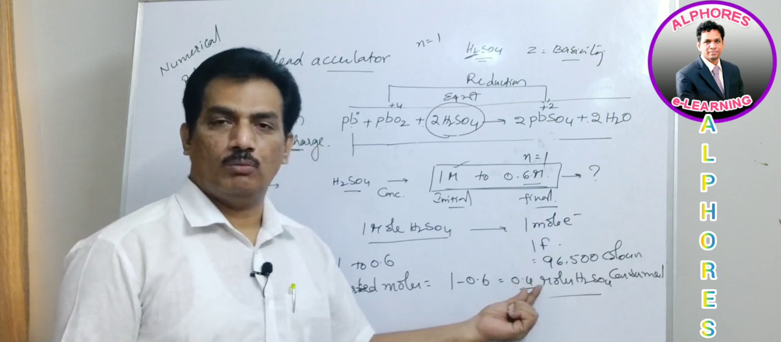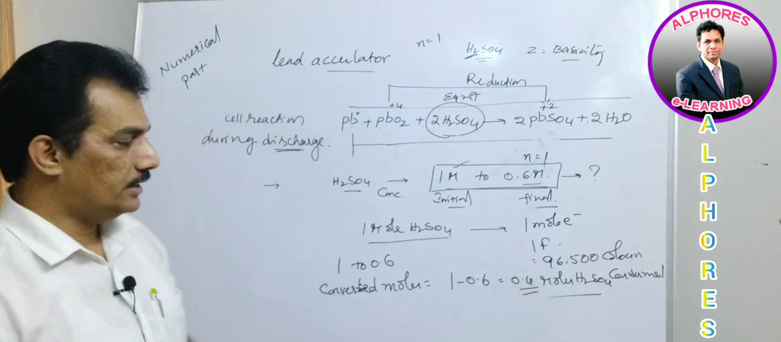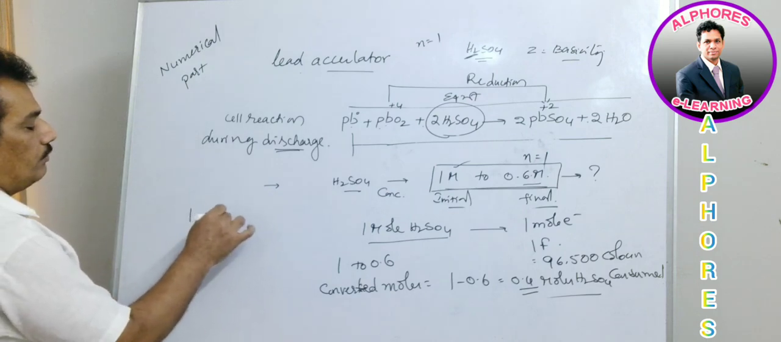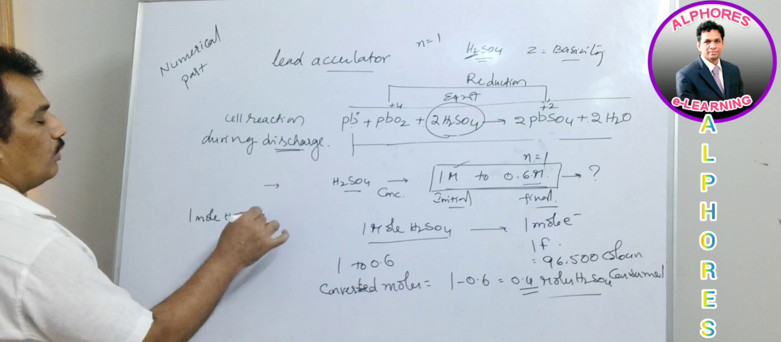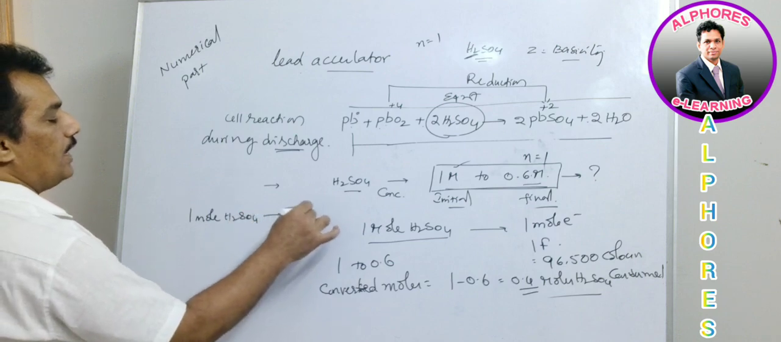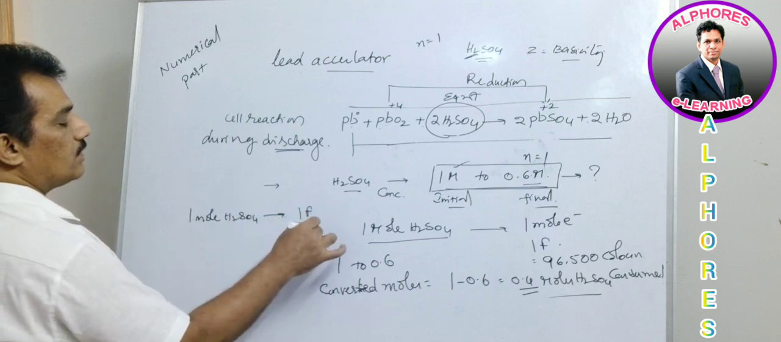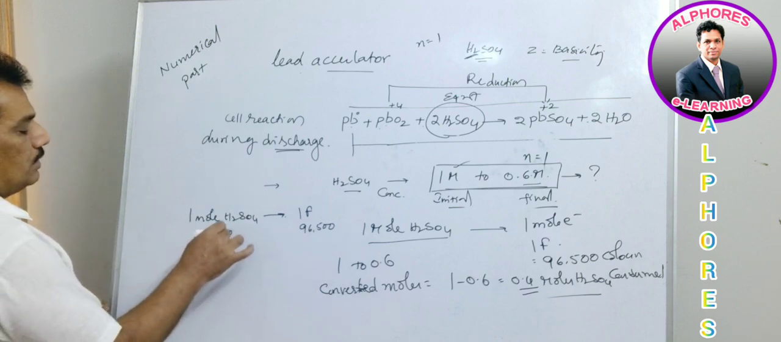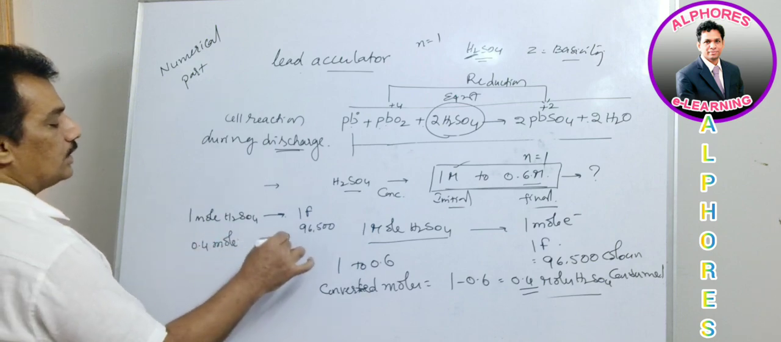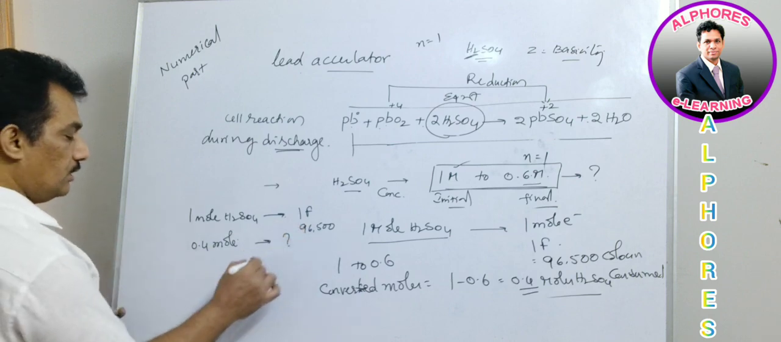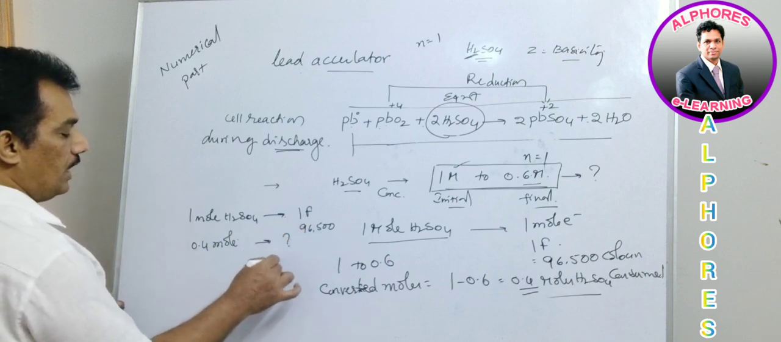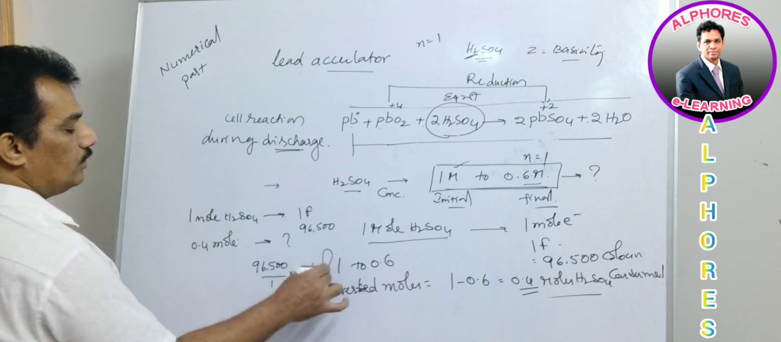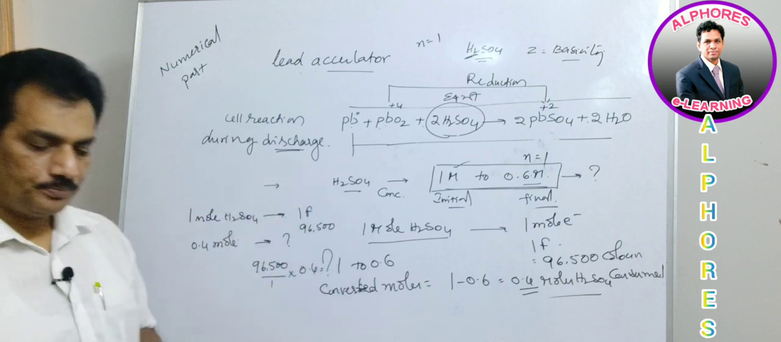Just 0.4 moles. And now I think you can calculate: when 1 mole of H2SO4 is consumed, it gives 1 Faraday, that is nothing but 96,500. Then when 0.4 moles is consumed, how much current is generated? It is nothing but 96,500 by 1 into 0.4. Whatever you get, that is the answer.